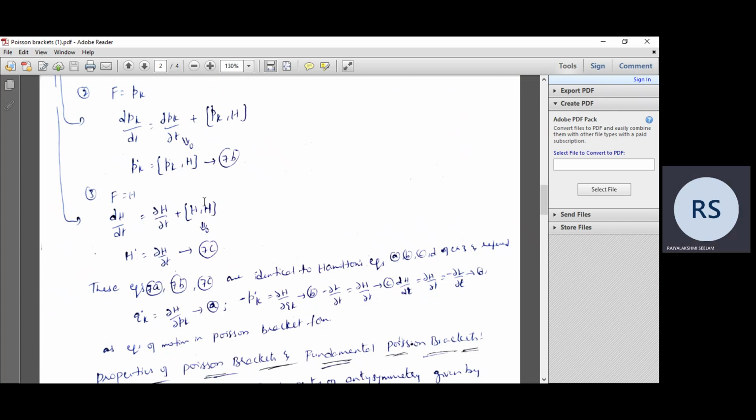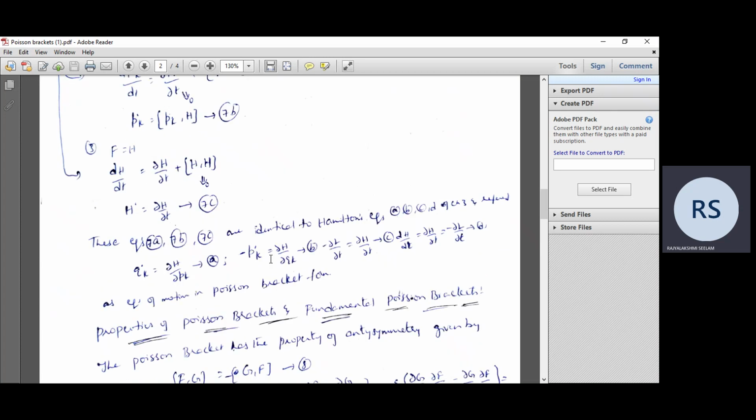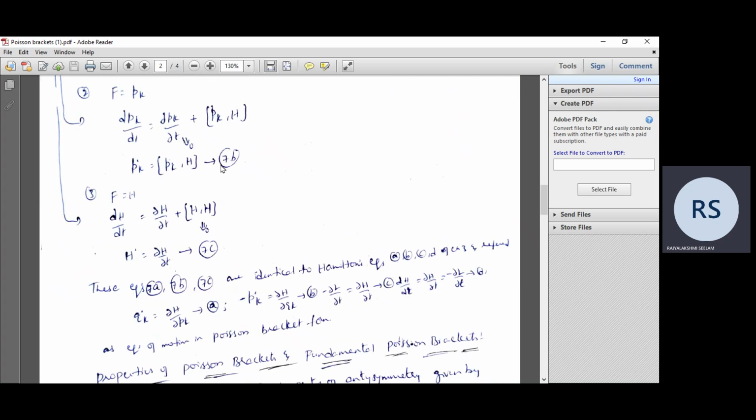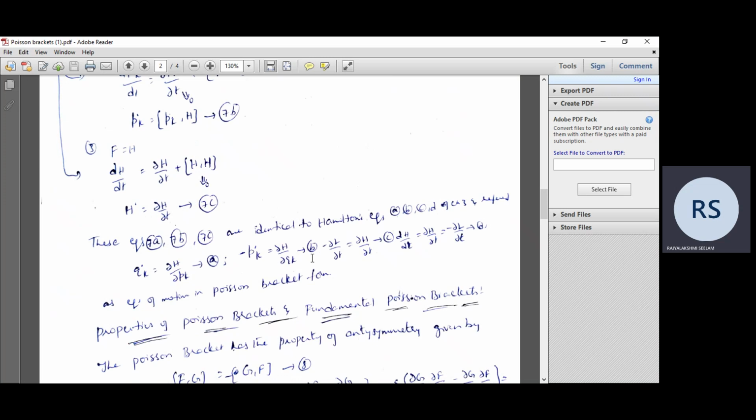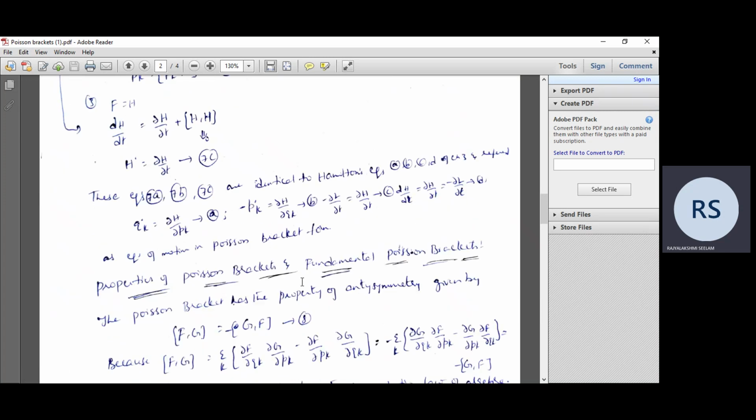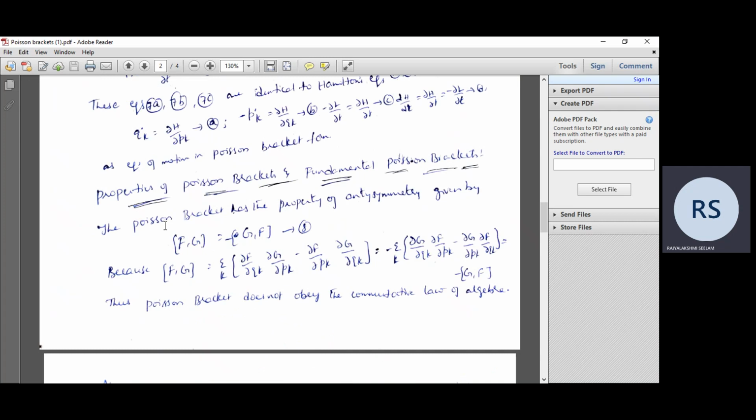So these equations 7a, 7b, 7c are identical to the Hamilton's equations a, b, c, d which we have already studied. So q dot k equals dou h by dou pk, p dot k equals minus dou h by dou qk, minus dou L by dou t equals dou h by dou t, dh by dt equals dou h by dou t equals minus dou L by dou t. So these equations 7a, 7b, 7c are identical with these equations, as the equation of motion in Poisson bracket form. Now let us discuss the properties of Poisson brackets and fundamental Poisson brackets.